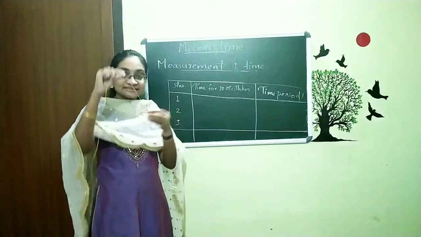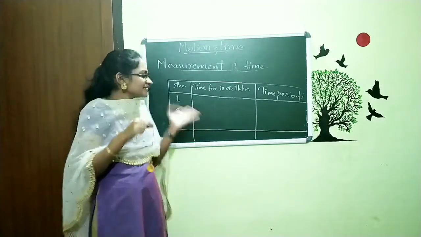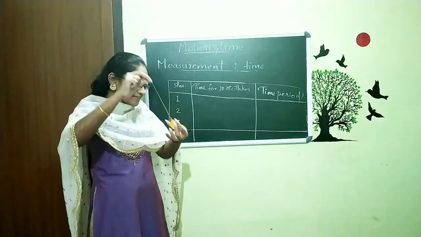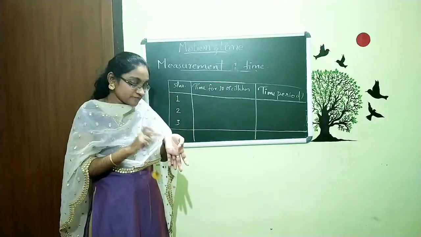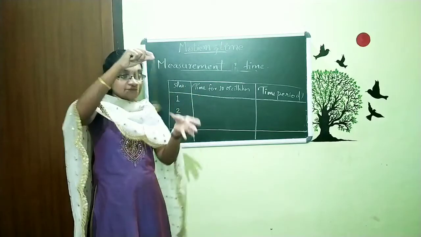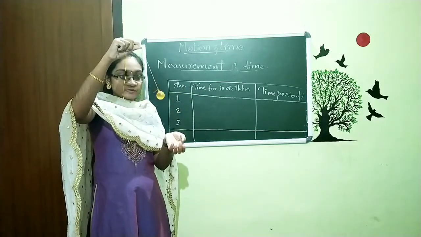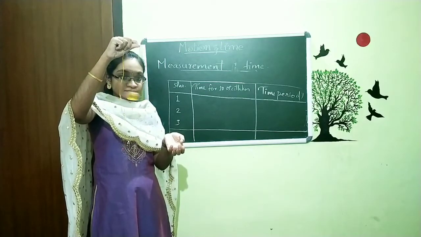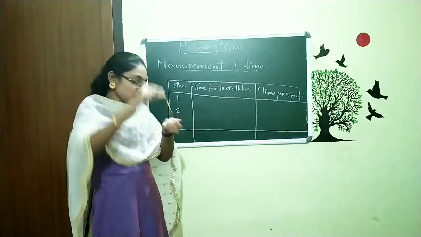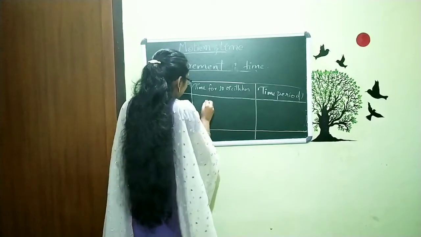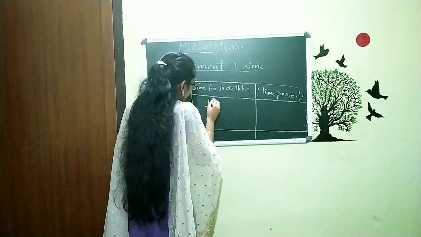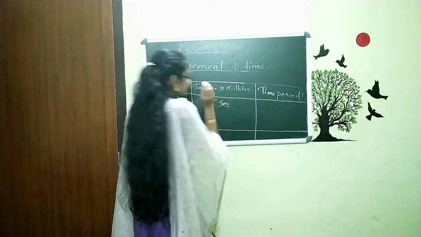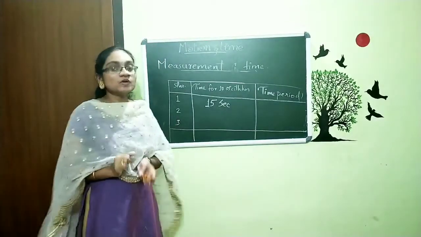So I am just selecting a particular length. Here there is no need of taking the length. I am just taking a particular length and I am looking at the time and start the oscillation, 10 oscillations. 1, 2, so here it takes 15 seconds to complete 10 oscillations.